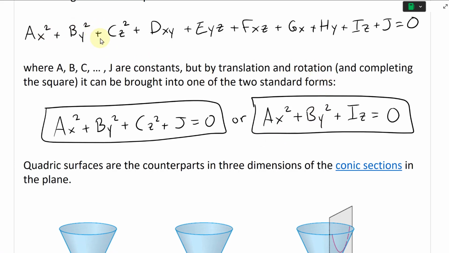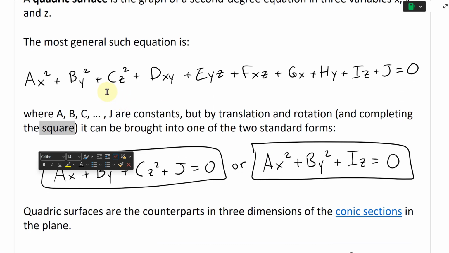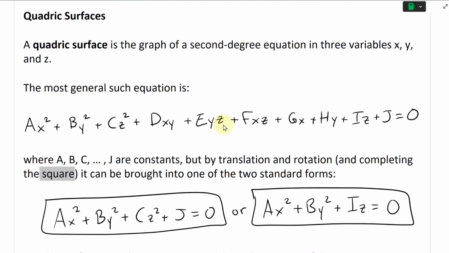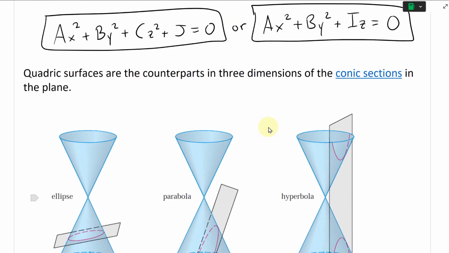That's the quadric surfaces, and I also wanted to add another note here. We can get from here to here by translation and rotation, and also completing the square. You usually have to complete the square first, and I'll show that in some of the examples. Once we complete the square, then you could shift or translate it, and so on. This is basically getting rid of more difficult constants, so we have something simple like this. That's what the rotation and translation does.